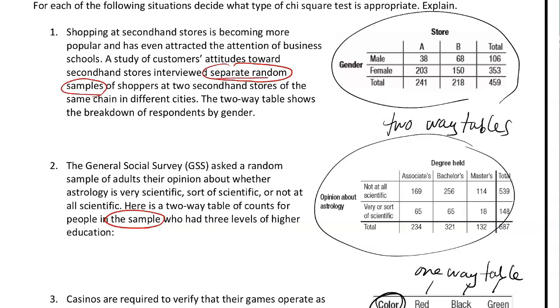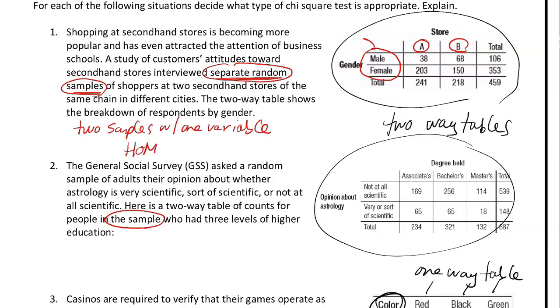Because we have separate random samples from store A and store B, really the one categorical variable that we're actually measuring is gender. So we have 2 samples with one variable. So that would be a chi-squared test for homogeneity, or homogeneity of proportions.